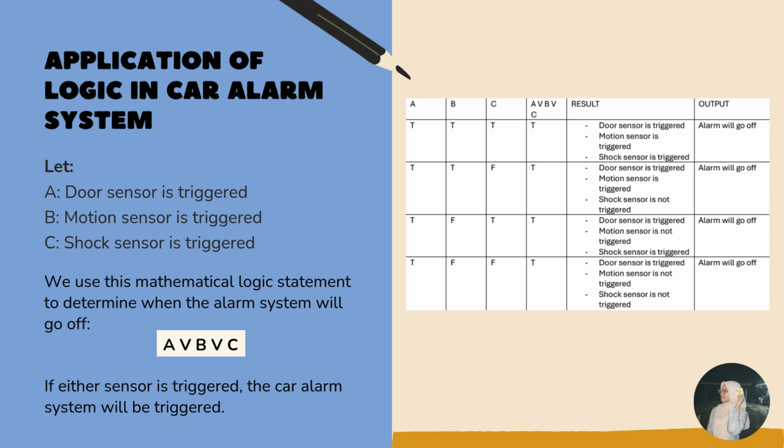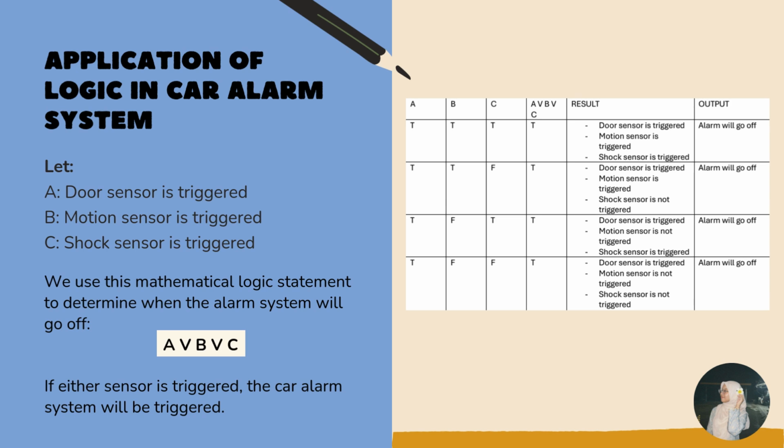We have A, B, and C. For the first row, we have true, true, true for A, B, and C, which means all three of the door sensor, motion sensor, and shock sensor are triggered. So the output will be that the alarm will be activated. For the next row, we have true, true, false, which is door and motion sensor triggered, but on the other hand, shock sensor is not triggered. The output will still be alarm activated.